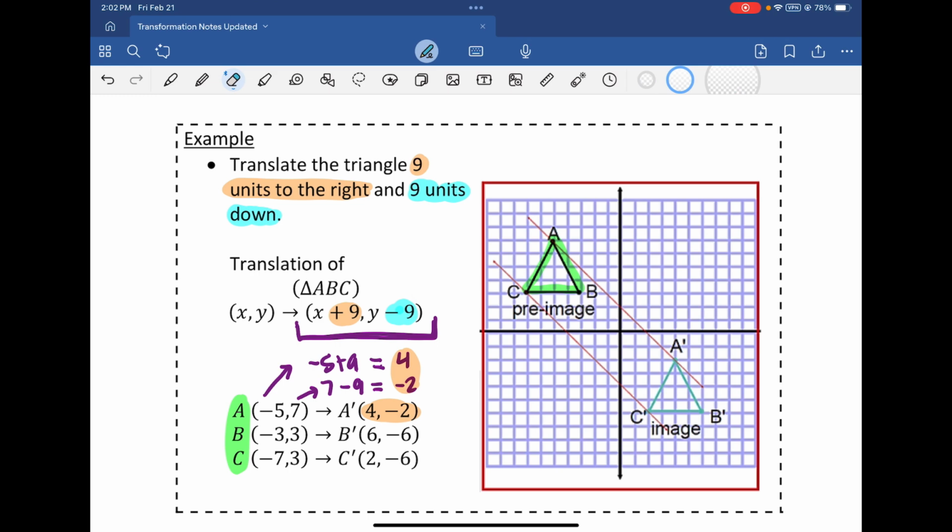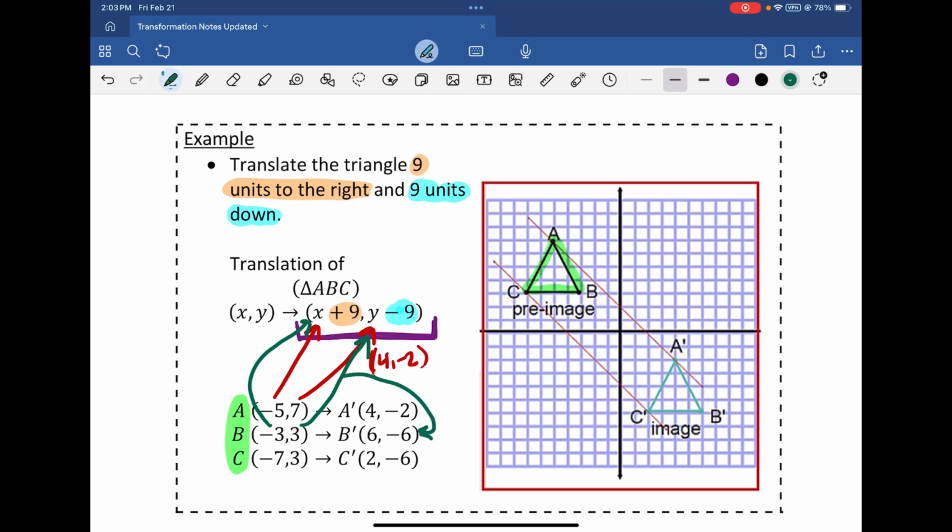So what I did was I just plugged these numbers in for x and y in my rule. I'm going to do a better job of showing you what I just did. I plugged in -5 there and 7 there, and you should get 4, -2 when you solve that. And then you can do the same thing for -3, 3. You can plug in -3 right there, and 3 can be plugged in right there, and then you should get 6, -6. So you can just use math without even looking at the graph to know what A prime, B prime, C prime is by plugging it into my rule.